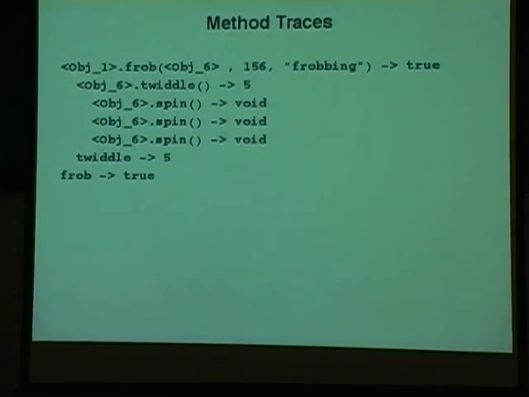I do method traces. I'm into method traces. I think it really makes it easier to see what your program is doing. So I do method traces that look like this, and you can see that the frob method of obj was called on obj6 and the number and the string, and it returns true. Frob called twiddle, twiddle called spin 3 times. Then you can see twiddle returned and frob returned. Because spin isn't calling anybody, I simply elide the return statement because it's pretty clear what's going on. So those are the outputs we're going to be looking at.